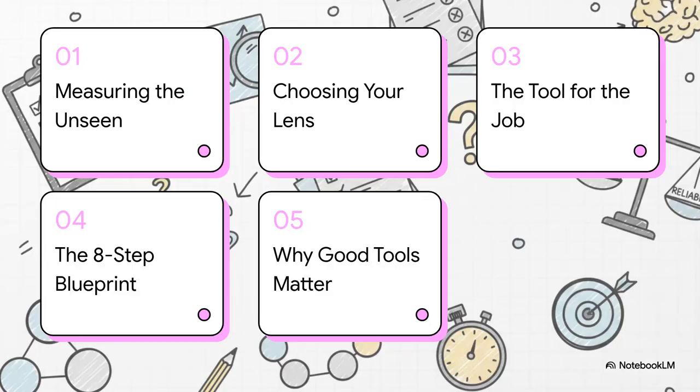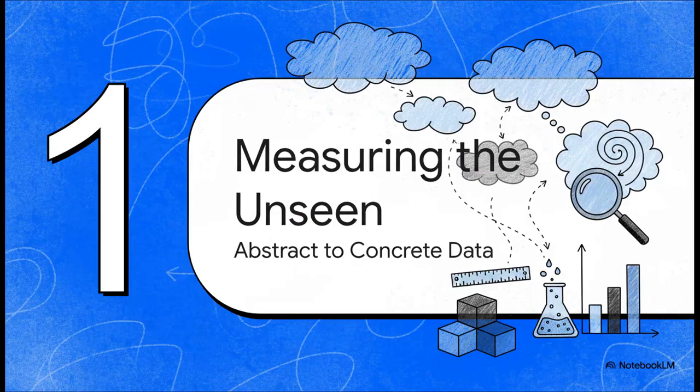So here's our game plan for today. First, we're going to tackle how to measure those invisible concepts. Then we'll get into choosing the right philosophical lens for your work. After that, we'll pick the right tool, walk through a super practical 8-step blueprint, and we'll wrap up by talking about why getting this right is so important. Okay, let's jump into that first big challenge, measuring the unseen.